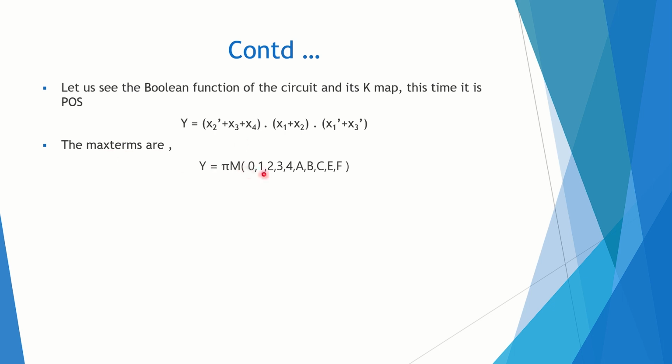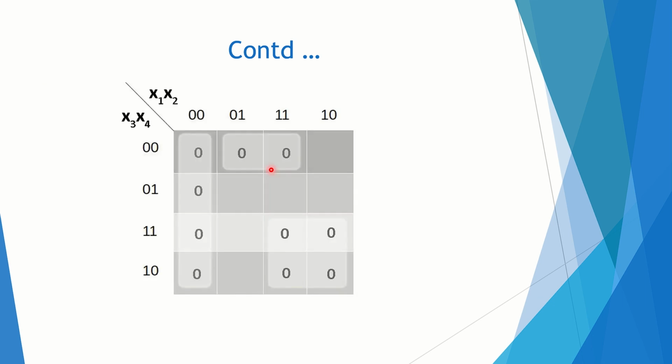So these are the max terms of this expression, that is 0, 1, 2, 3, 4, A, B, C, E, F. We can work it out and see here. These are the max terms. So this is the K map for that. This is the first function, second function, third function.